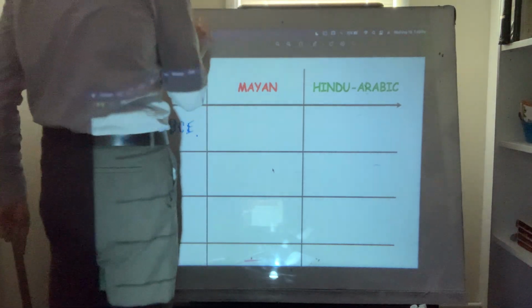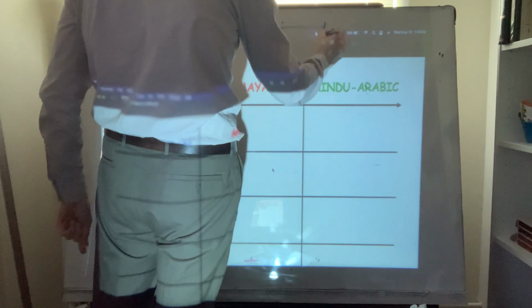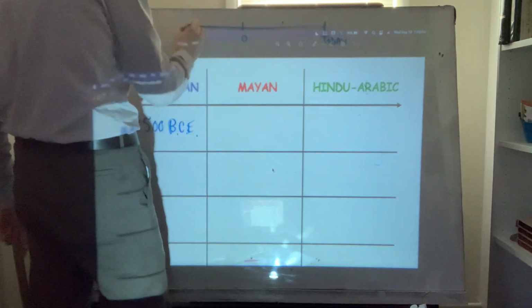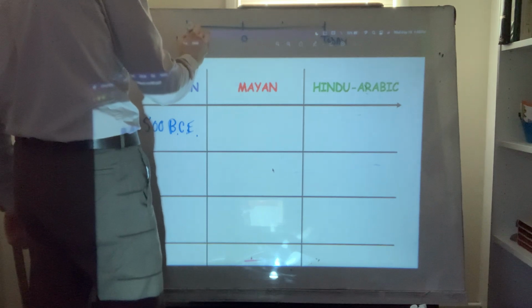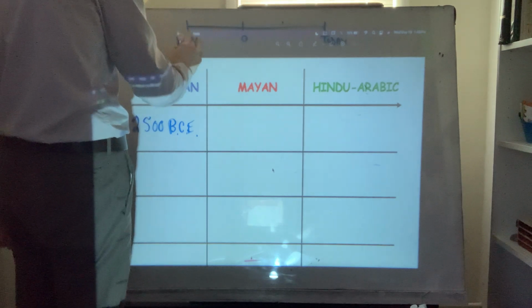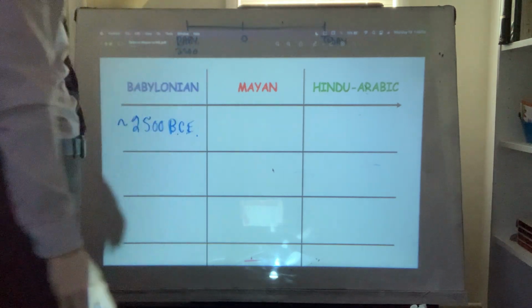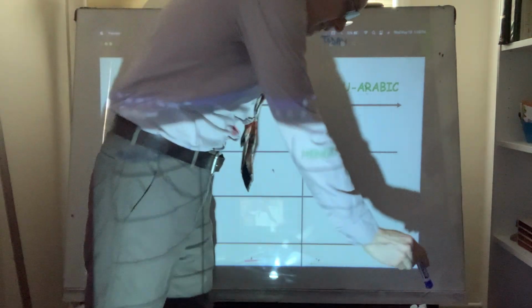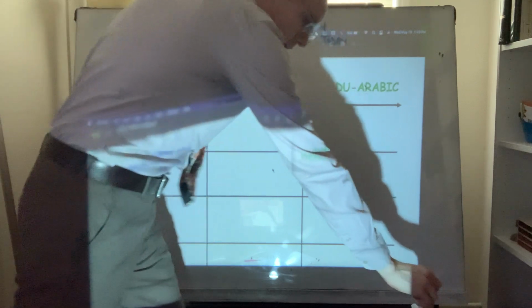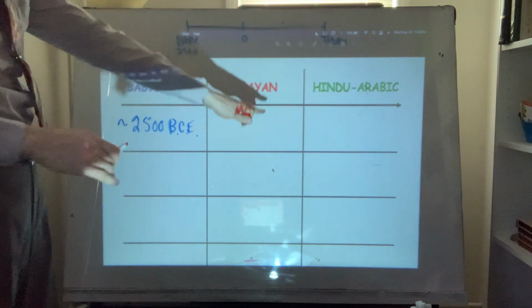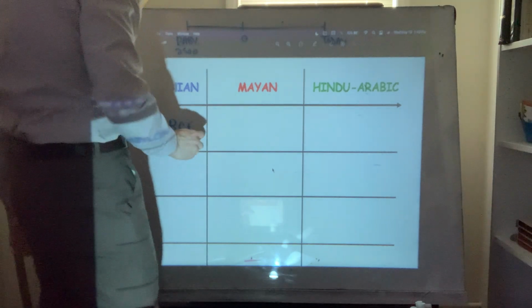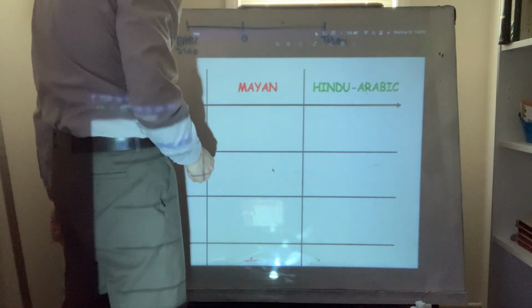All right, so here's the timeline. Here's today. Here's 0. And here's Babylonian, 2500. So you can think of it as negative 2500 if you like. Mayan is a little bit younger. It's more recent in history.